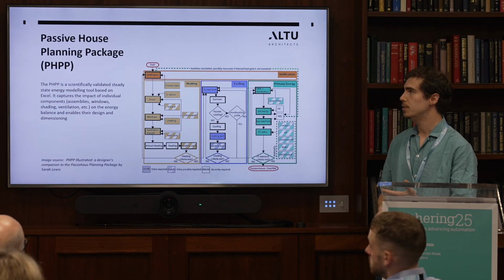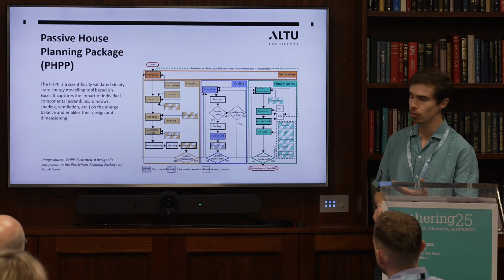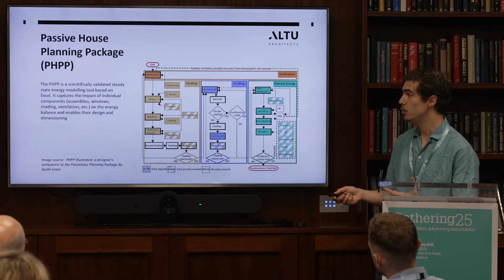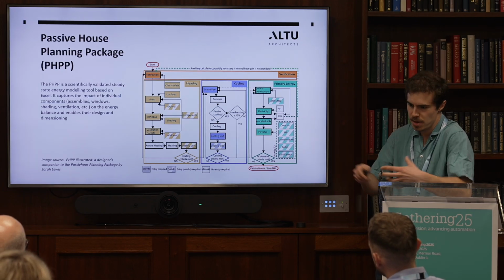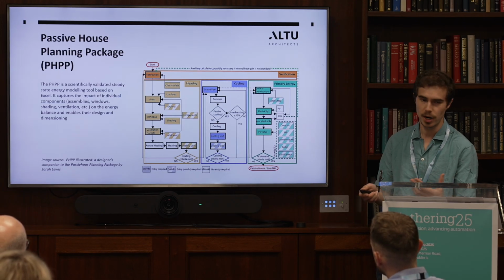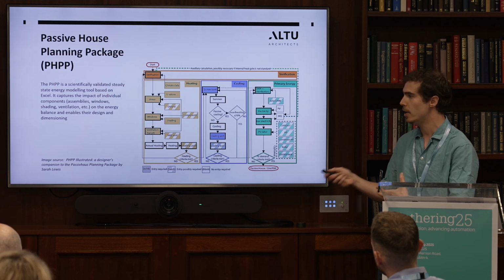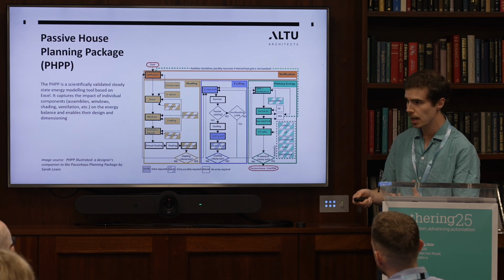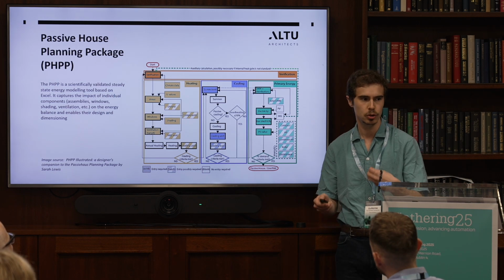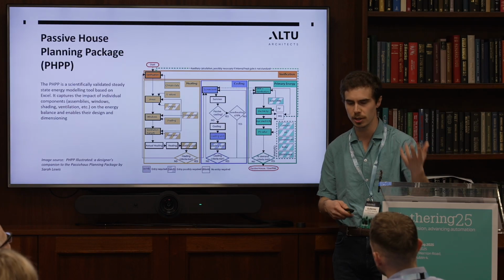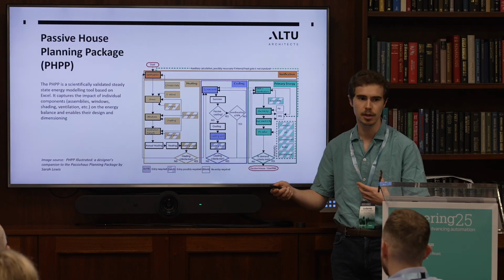We achieve that by using the energy modeling tool, which is the PHPP, which is basically a big complex Excel spreadsheet in which we input all the relevant parameters of the building, and that way we're also able to dimension and know if we need to add more insulation or improve a certain element.